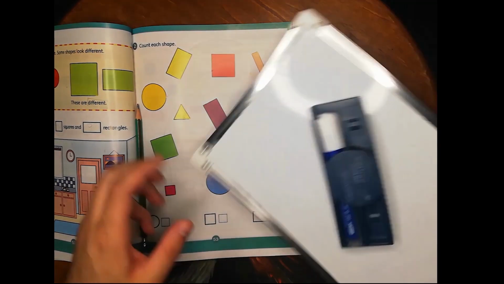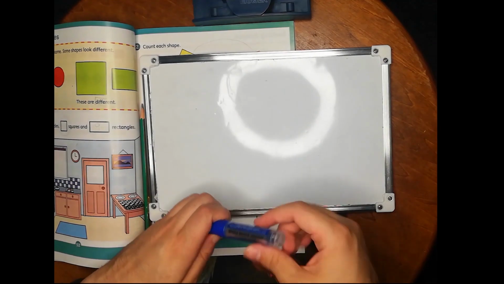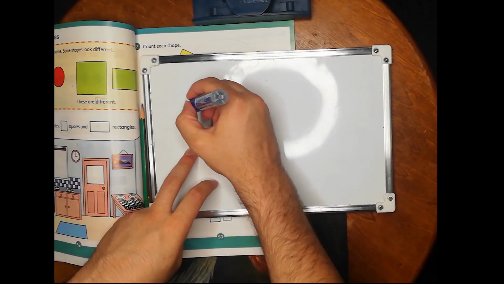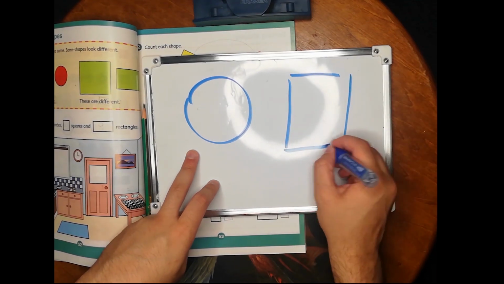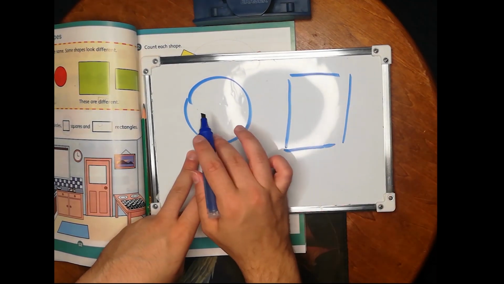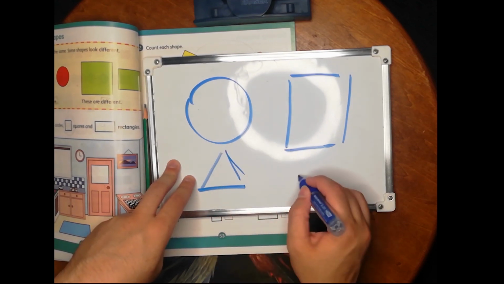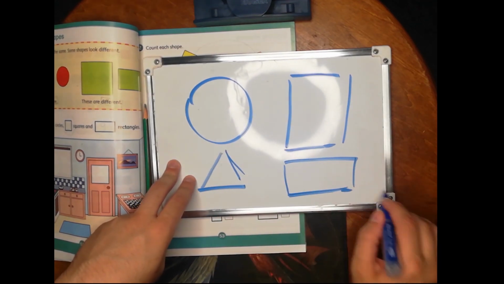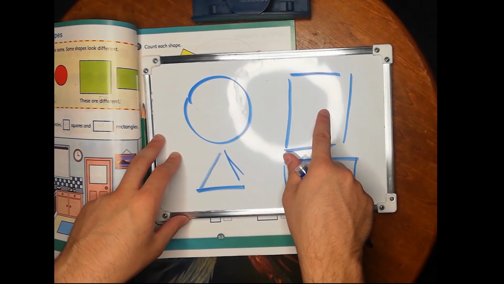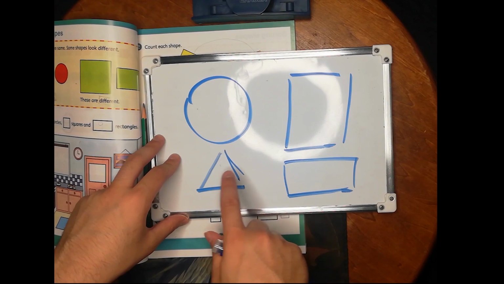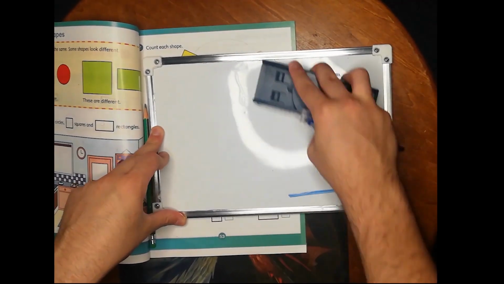Okay, so very quickly, what we did the last time was matching shapes. So we have two shapes here which are different. We have a circle, we have a square. Of course, we also have a triangle and a rectangle. All right, so these are four shapes: circle, square, triangle, and rectangle. Okay, so moving on from these.